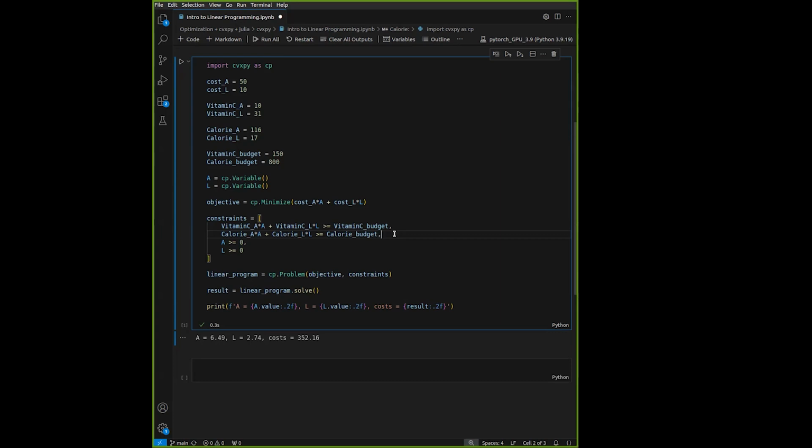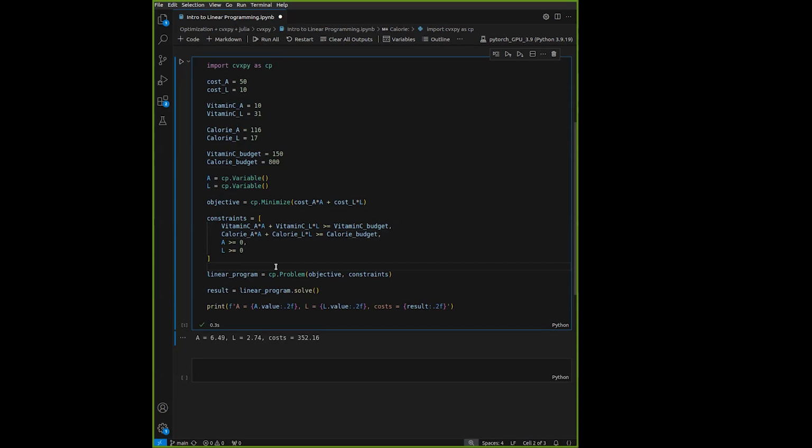And we cannot consume negative apples and negative lemons. We cannot get an apple out of our body, right? So we have to put in constraints that we have to consume either no apple, which is equal to 0, or some positive quantity of apples. Similarly, for lemons, we have to consume at least 0 or more lemons. So that's the total constraints.